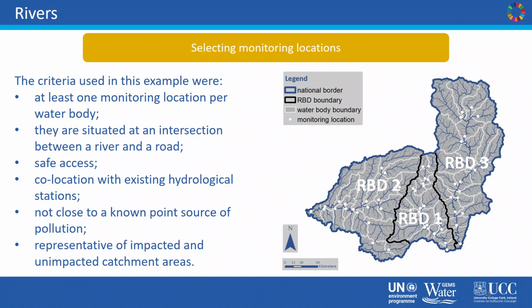So still talking about rivers, the criteria used in this example shown in this figure: at least one monitoring location per water body.